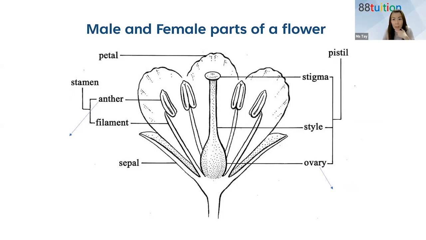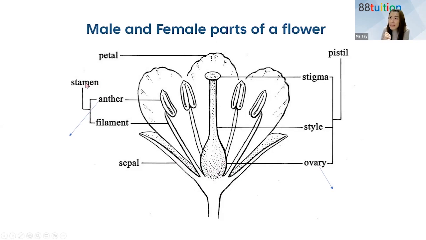What's stamen, you must know. Can? Now, you might be asking, what is this sepal for? It's actually the outside. If you take a look at flowers, right at the bottom, you will see a cup shape. That is the sepal, the green part. And it's not important here in the reproductive process of flowers. Don't worry.